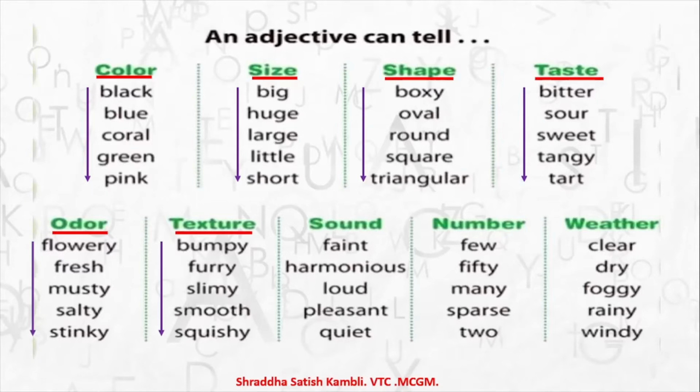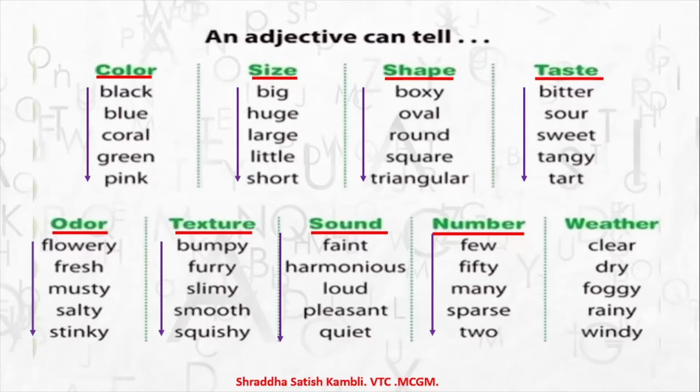Okay? Then adjectives tell you about sound. So sounds can be faint, harmonious, loud, pleasant, quiet. So these could be the types of sounds that you have. Adjectives also tell you about the number. So you have few, 50, many, sparse, two. So all these are adjectives. When I say 2 mangoes, mangoes is a noun and 2 is the adjective. It describes the mangoes. How many mangoes?